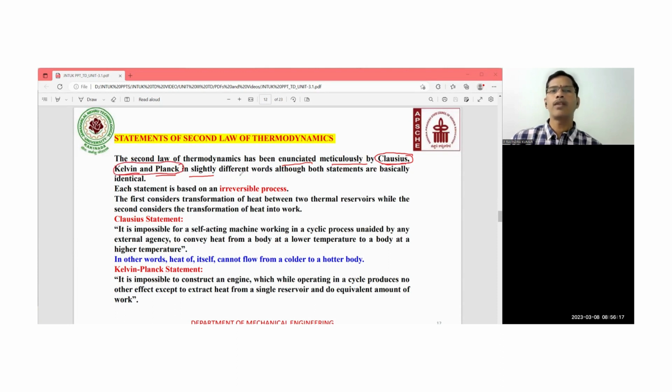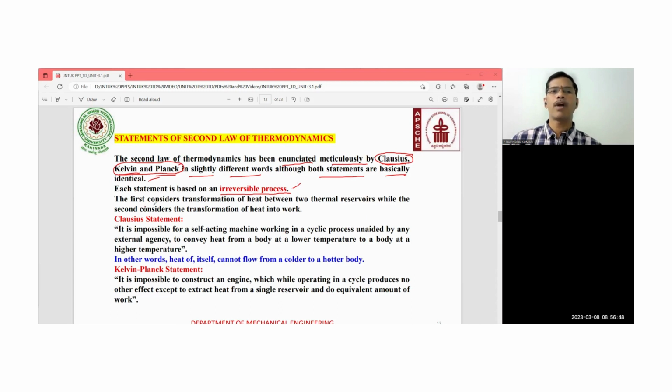The two statements are in slightly different words, but although the words are different, both statements are basically identical. Each statement is based on the irreversible process, so you should understand that. The difference between the reversible process and irreversible process, the basic concepts, we have covered in the first unit, so recapitulate that first unit.